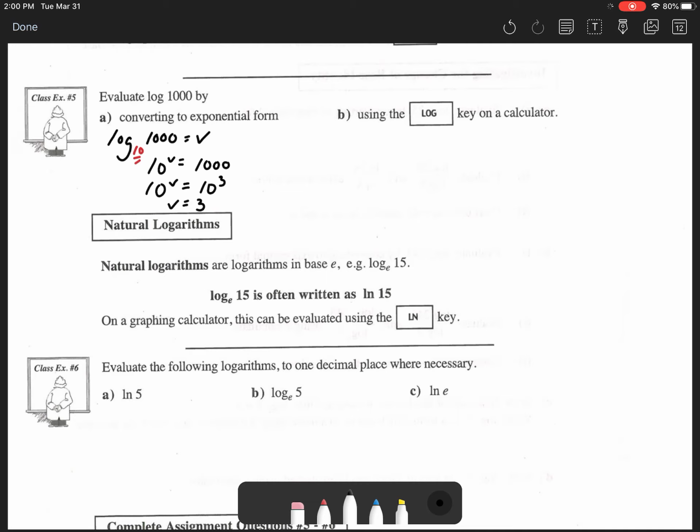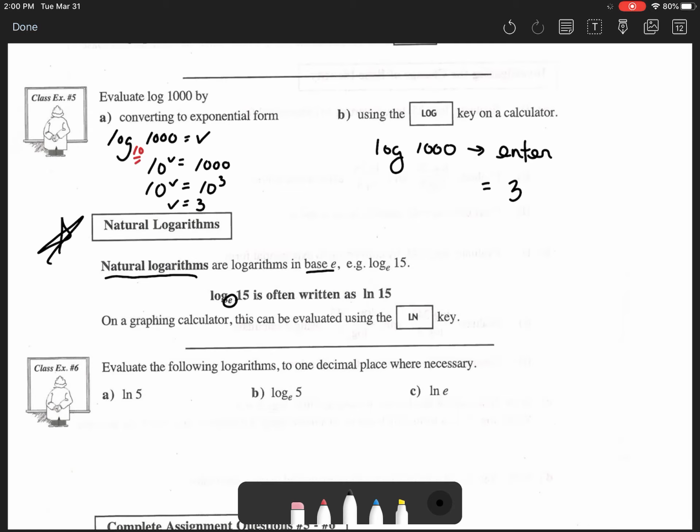Now, if I go on my calculator and I want to evaluate it, I simply go log 1,000, enter, and you will see that it has a value of 3 as well. So we get the same value using the calculator and solving it algebraically, but that works because I have a common base of 10.